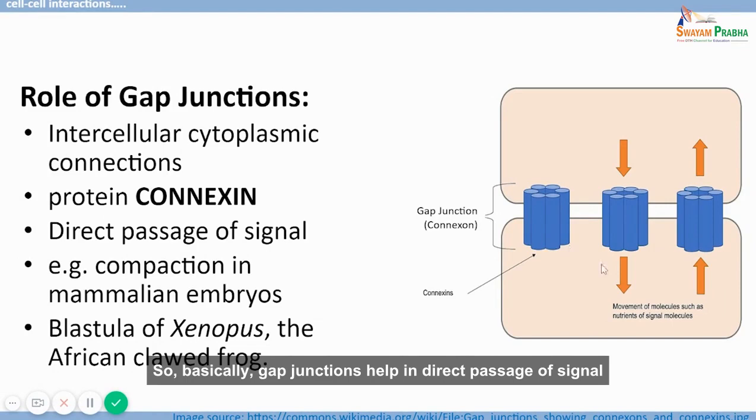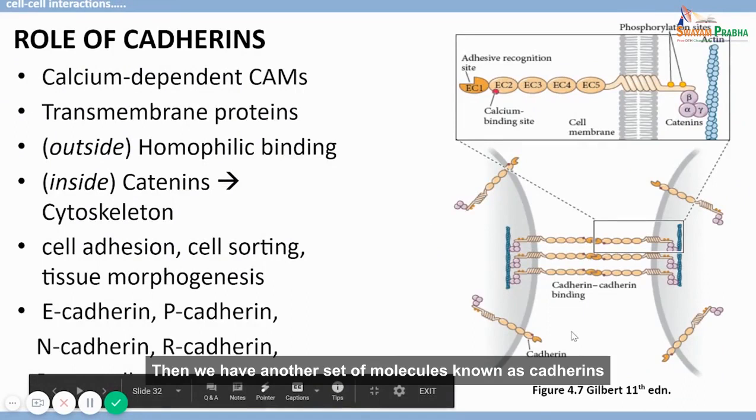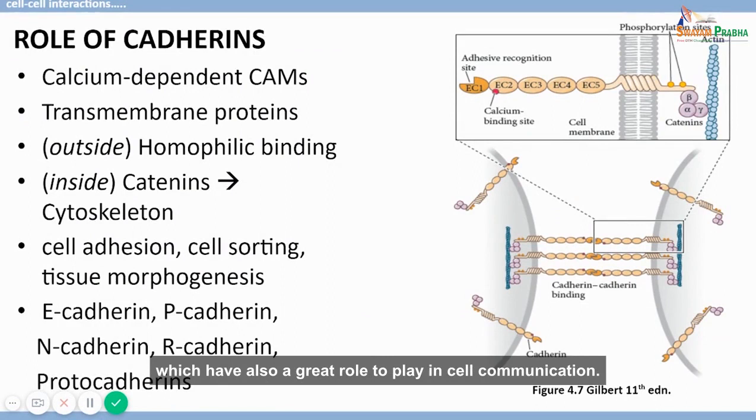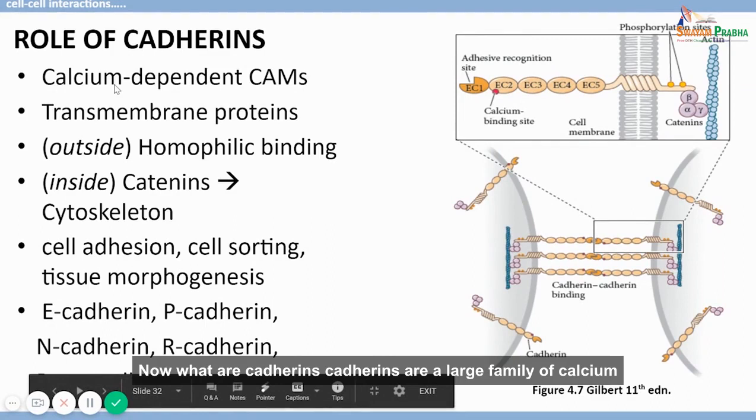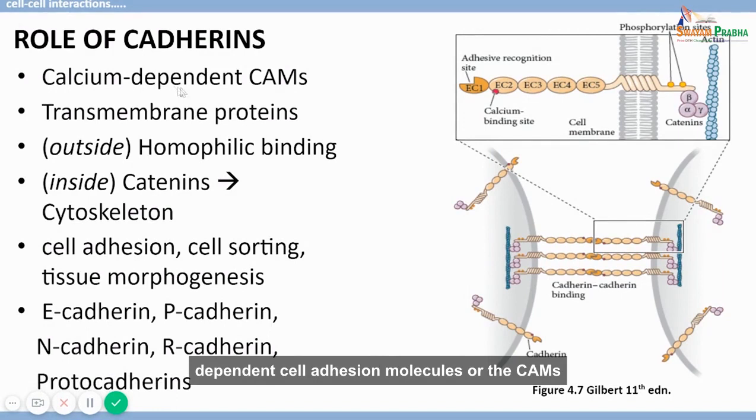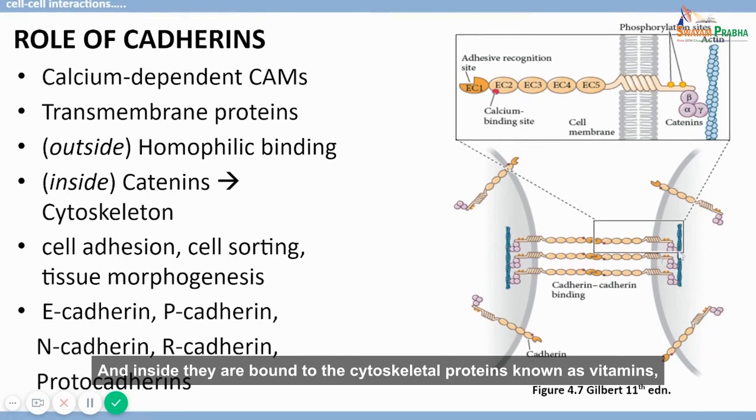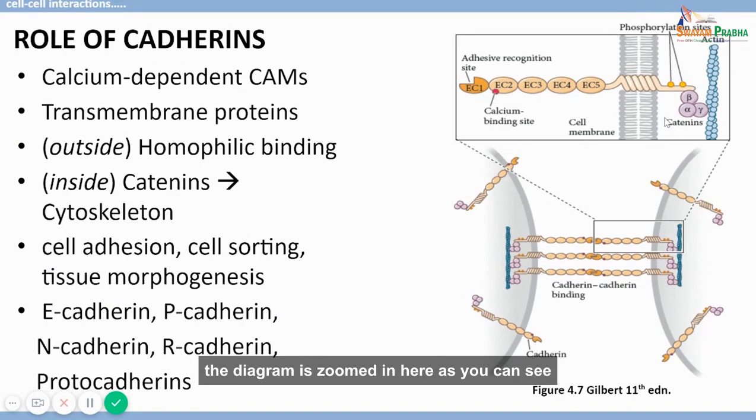Right. Then we have another set of molecules known as cadherins, which have also a great role to play in cell communication. Now, what are cadherins? Cadherins are a large family of calcium-dependent cell adhesion molecules, or the CAMs, which are critical for establishing and maintaining cell adhesion, cell sorting, and tissue morphogenesis. These are transmembrane proteins. On the outside, they bind to cadherins present on the neighboring cells, as you can see here in the diagram, which is, we can say, a homophilic binding. And inside, they are bound to the cytoskeletal proteins known as catenins. The diagram is zoomed in here. As you can see, these are the catenins, and this is the cadherin, which has got a transmembrane channel also. So these cadherin-catenin complexes help to hold the cells together.